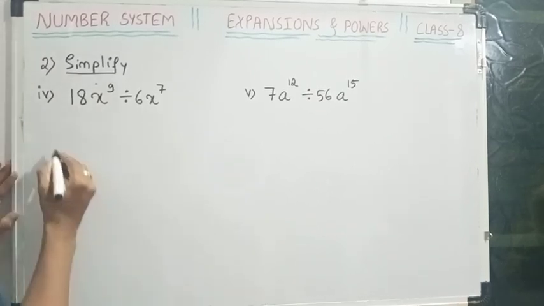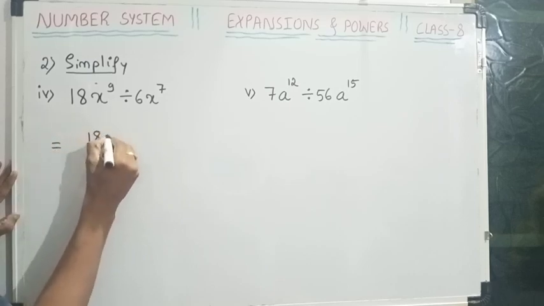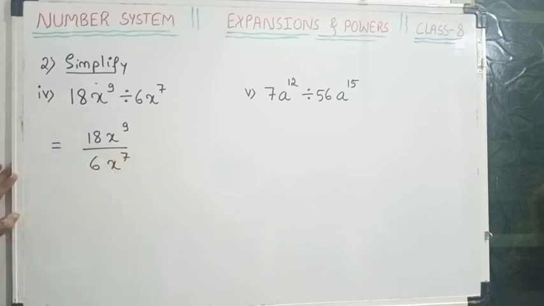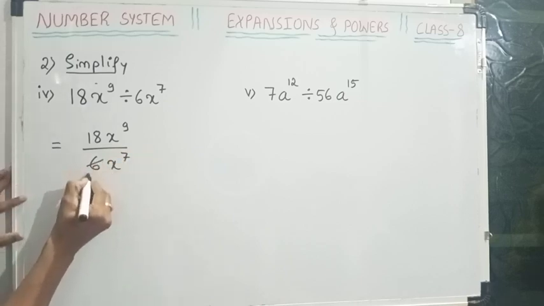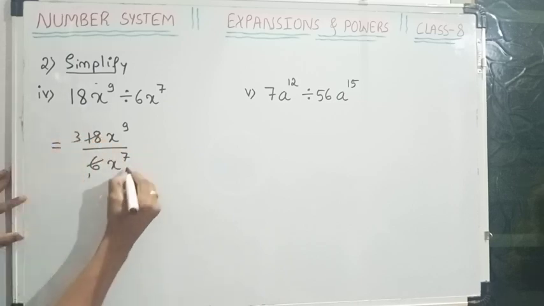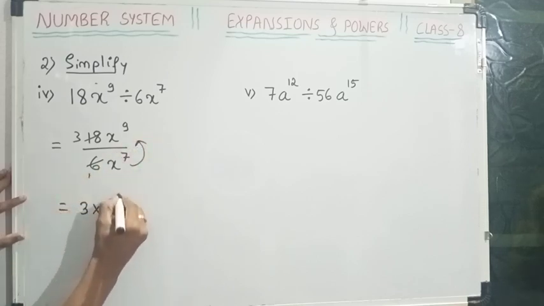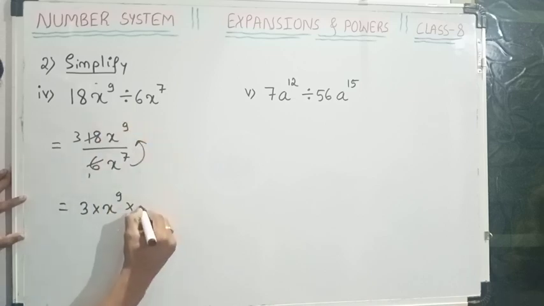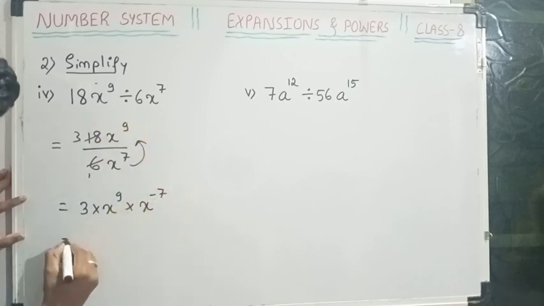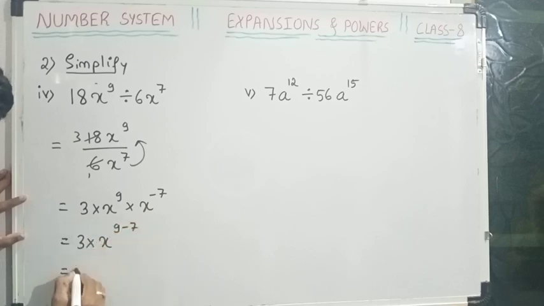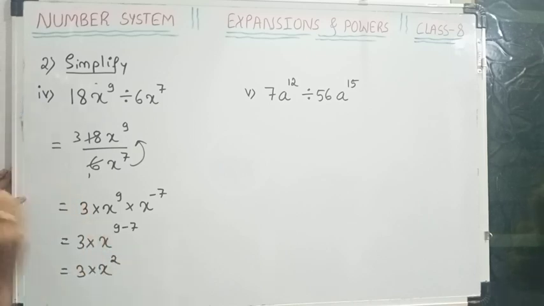Here we go with the next question. Simplify 18x to the power 9 divided by 6x to the power 7. 6 1s are 6, 6 3s are 18. x to the power 7, I'll take it to the numerator. 3x to the power 9 into x to the power minus 7. x to the power 9 minus 7, it becomes 3 into 9 minus 7 is 2. 3x square is the answer for this question.